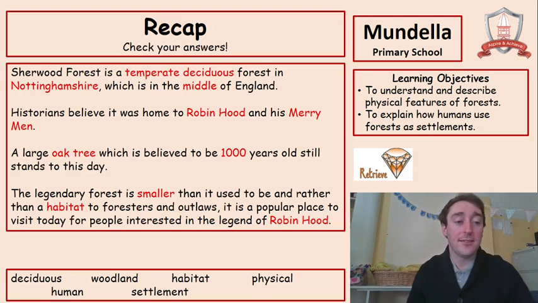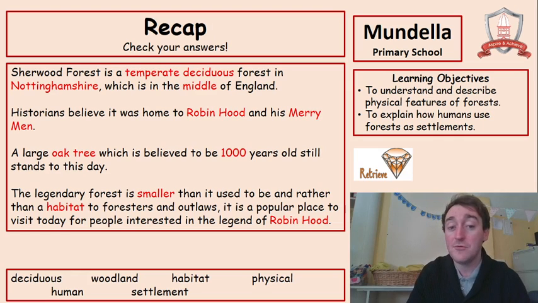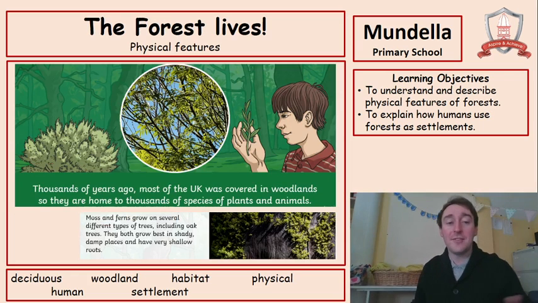Okay, let's talk through this. Sherwood Forest is a temperate deciduous forest in Nottinghamshire, which is in the middle of England. Historians believe it was home to Robin Hood and his merry men. A large oak tree, which is believed to be 1,000 years old, still stands to this day. The legendary forest is smaller than it used to be, and rather than a habitat to foresters and outlaws, it's a popular place to visit today for people interested in the legend of Robin Hood. Cool.